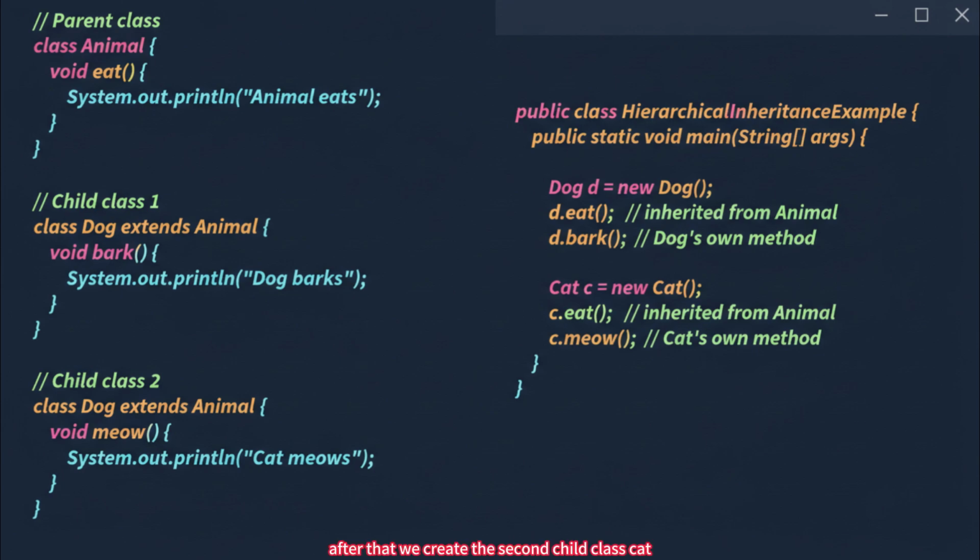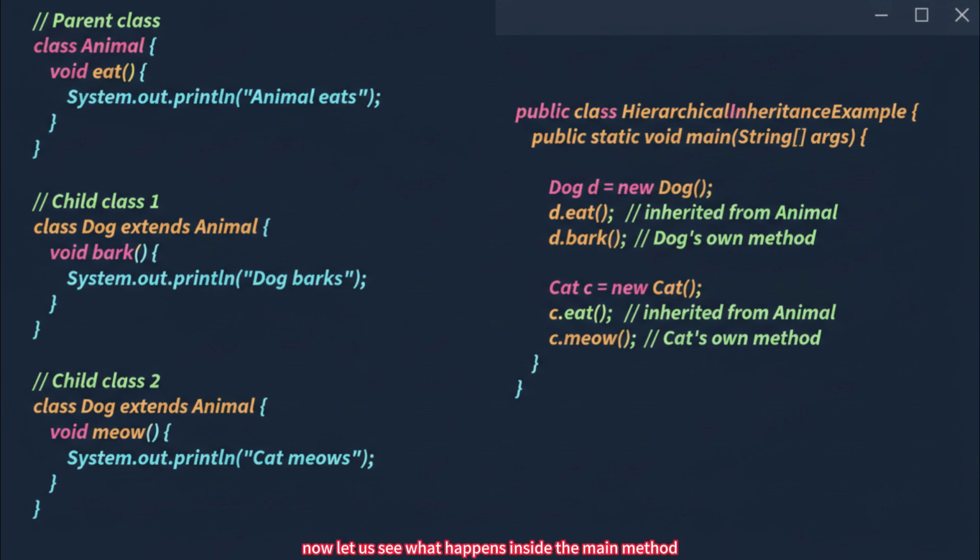After that, we create the second child class, Cat. Again, we use the extends keyword with Animal. Inside the Cat class, we define a method called meow. This method prints "Cat meows". Now, Cat also has its own method meow and the inherited method eat from Animal.